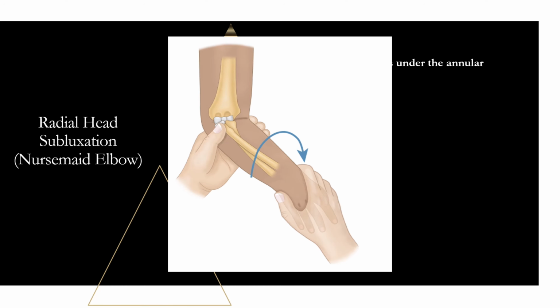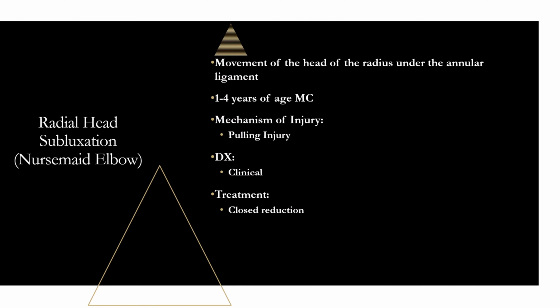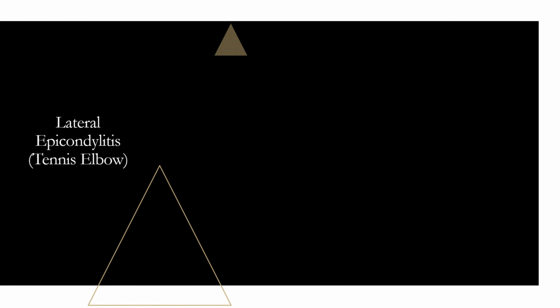So for radial head subluxation, the main takeaways are you're looking for a child under 5, pulling injury. It's a clinical diagnosis, and the treatment is going to be with a closed reduction. Very straightforward. Now let's talk about medial versus lateral epicondylitis. Let's start with our medial epicondylitis. This is very simple. There's little to know, but you can easily get these mixed up and miss out on an easy question. So let's go over what you need to know, little differences between the two, and then a little mnemonic to remember them.